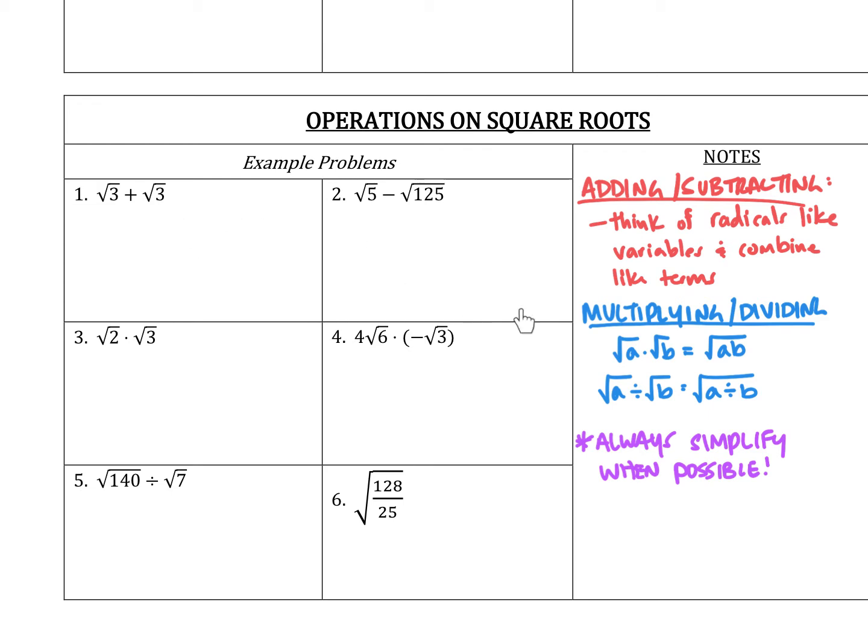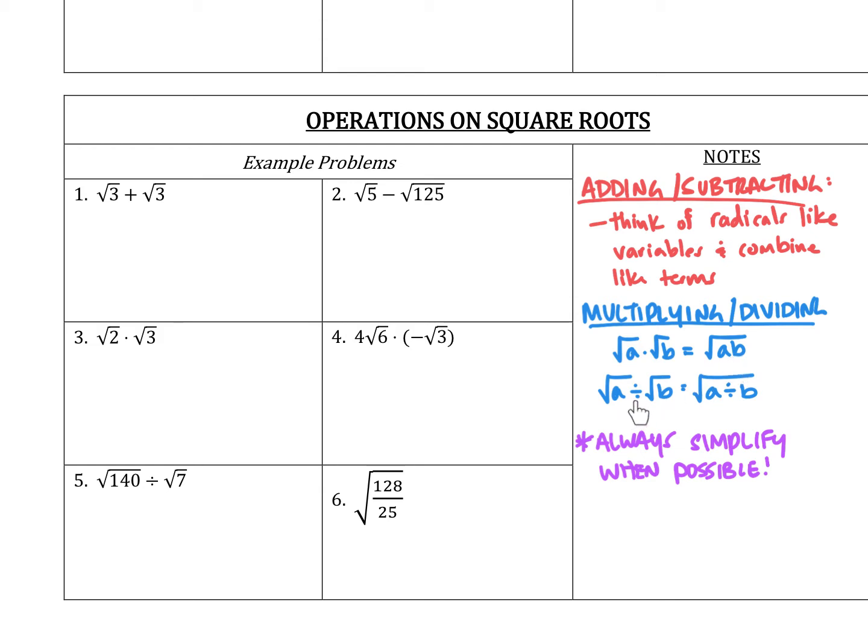When we're multiplying and dividing, we're going to use these two principles. One of them looks familiar because we've talked about it before. I've written it in the reverse order of the way I talked about it before: if I take the square root of a times the square root of b, then that's the same as the square root of a times b. So if I have two things that are separated in their own square roots getting multiplied together, I can put those two things under one big square root and multiply them together.